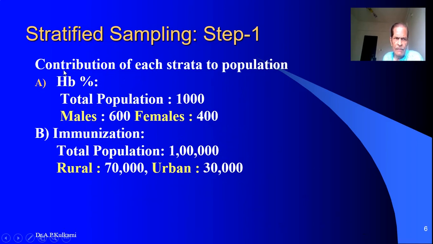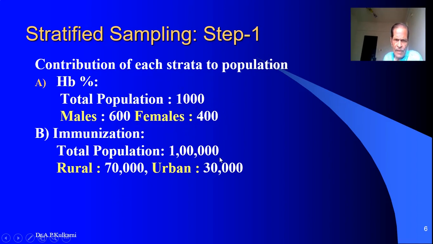Therefore, the information that is required is the total population. So the total population in this case is 1000. Suppose it is an educational institute consisting of adults, and the males are 600. So that information is required. We require the total number of units, and in this case the total number of units is 1000, males are 600 and the females are 400.